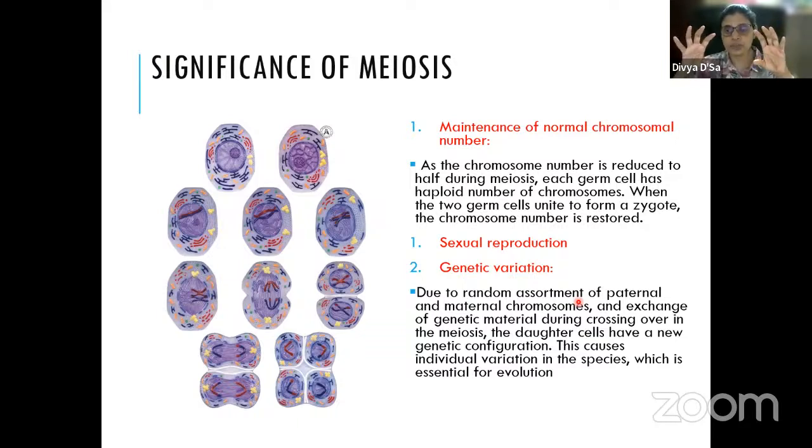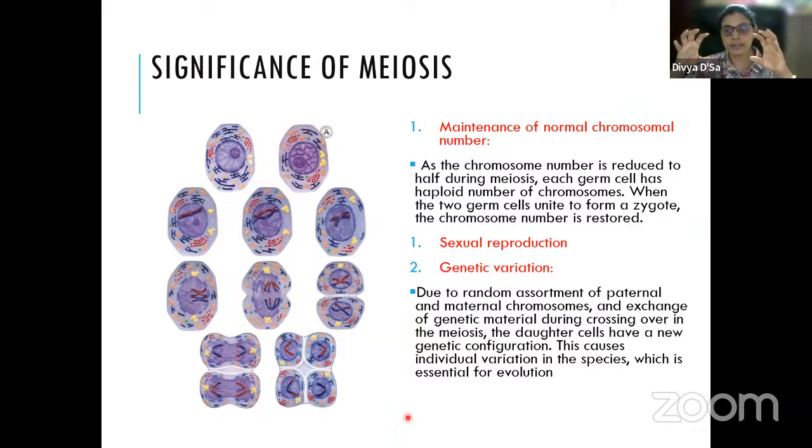So when the two germ cells unite, one male and one female, to form the zygote, two haploid cells join to form a diploid. And the chromosome number is restored. Then for sexual reproduction, it is essential. And genetic variation occurs. Genetic variation, here, what happens? Because of the random assortment of paternal and maternal chromosomes, and there is exchange of the genetic material. They cross over, the coiling happens, they cross over and all those things.